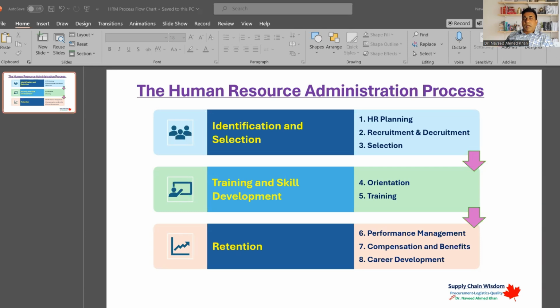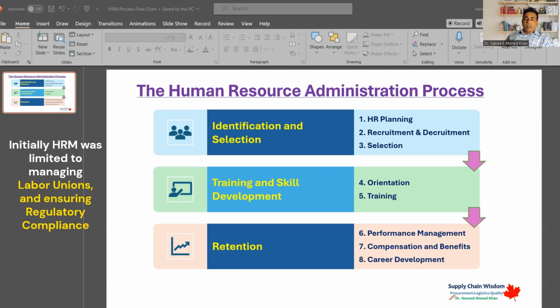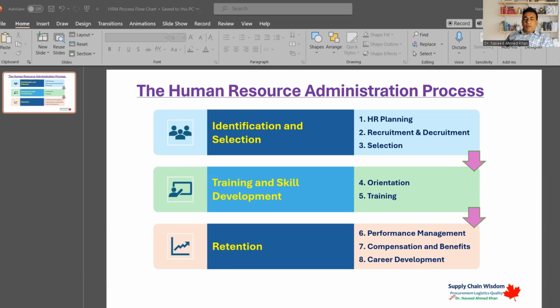So when you look at the historic perspective of the development of human resource management, you can see that before the 1980s, human resource management generally dealt with ensuring compliance with government policies or dealing with labor union management. So mostly their practices were related to these two important activities.